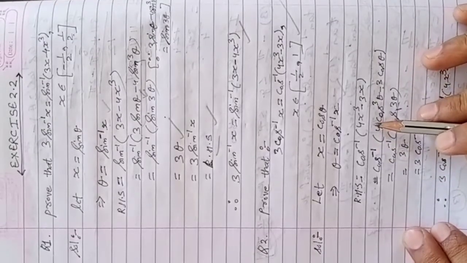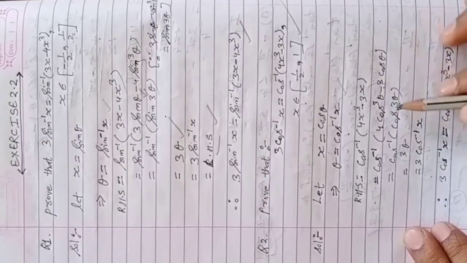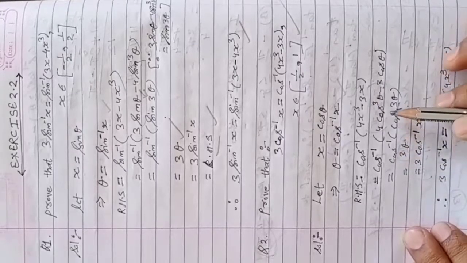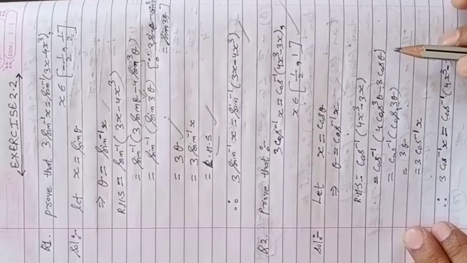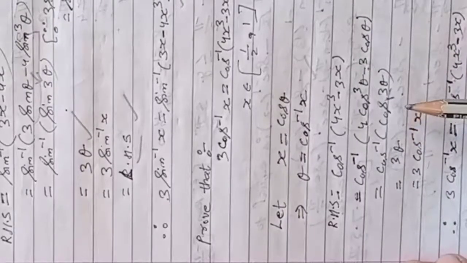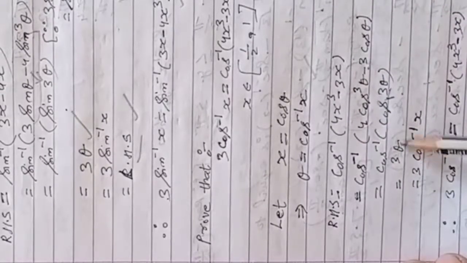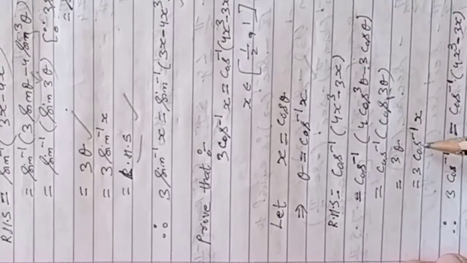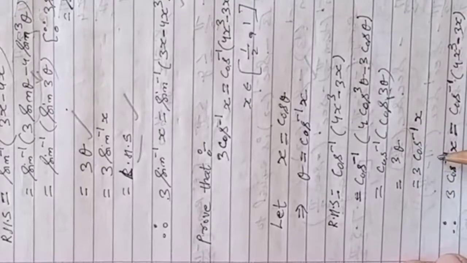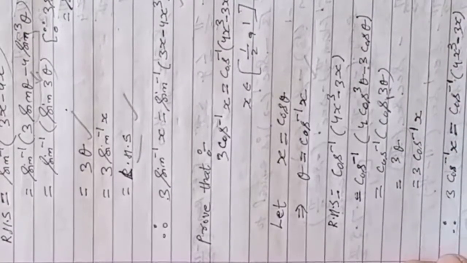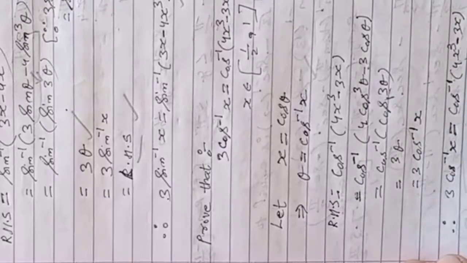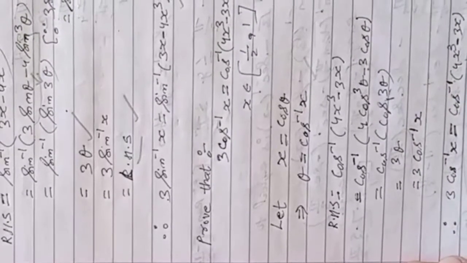So cos inverse of 4x cube minus 3x is equal to cos inverse of 4 cos cube theta minus 3 cos theta, which is equal to cos inverse cos 3 theta. The formula is this, so it will be equal to 3 theta. So we put the value of theta, so it becomes 3 cos inverse x, and the left hand side is equal to the right hand side.